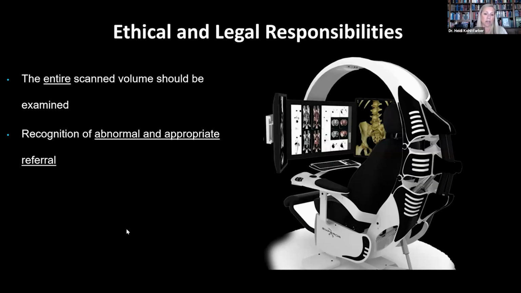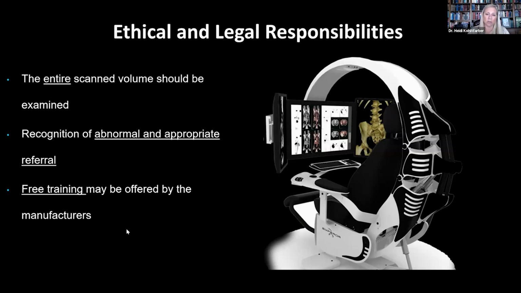So we want to review the entire CBCT volume. We want to be able to recognize abnormal and refer appropriately. And there's free training that's offered by many of the manufacturers. I would say, please take the free training. It's included in the price of the CBCT anyway. So definitely take advantage of it.